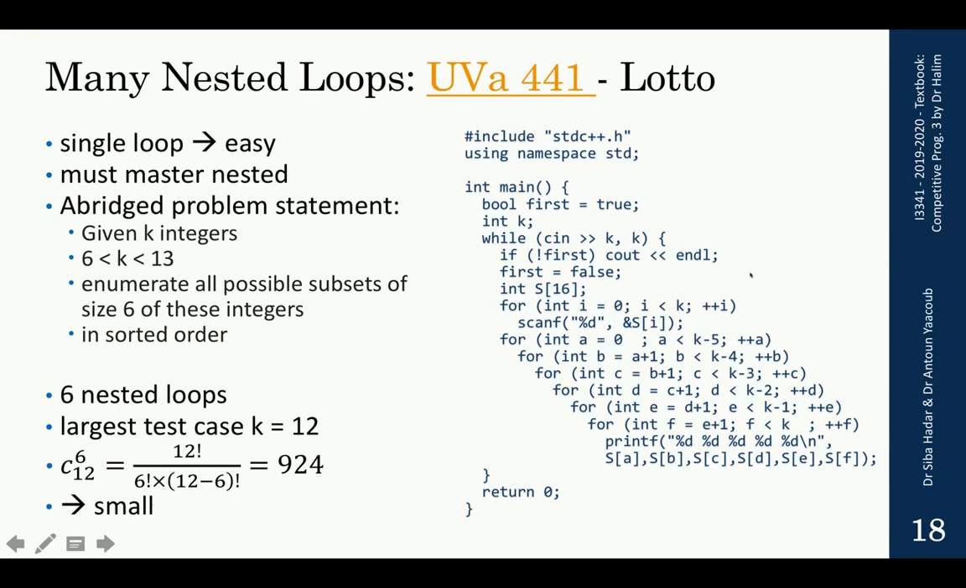So I write the complete search solution: I read the number and I read the digits, and then I write 6 nested loops, and it must be in increasing order. So always I begin from the lower bound, and then I print the numbers which I stored in the array S.